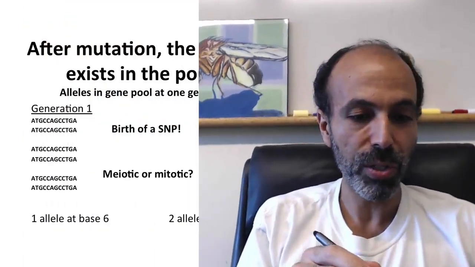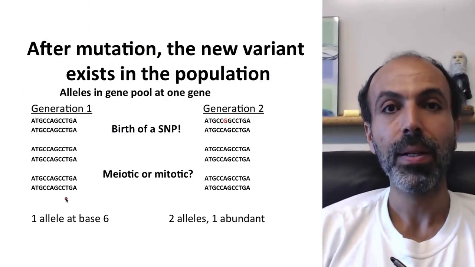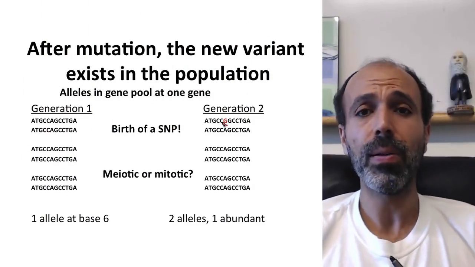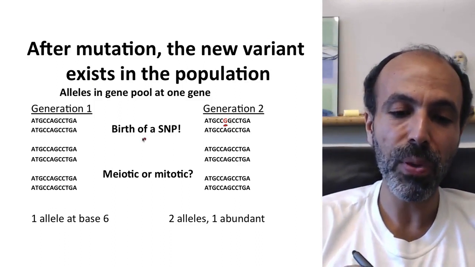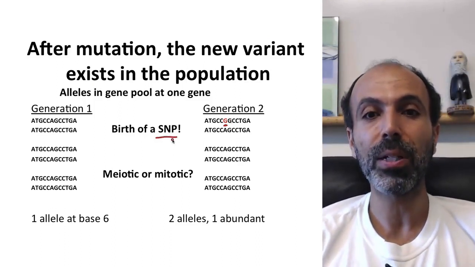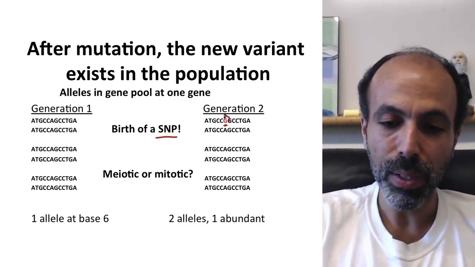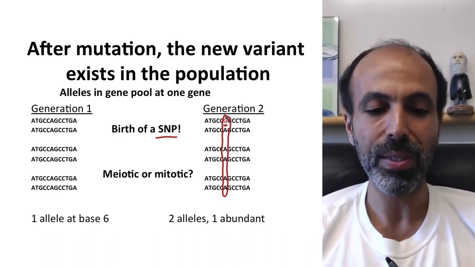So thinking about that, let's imagine that a mutation has happened, and the new variant now exists in the population. So here's our first generation. Everybody has the same sequence. Okay. Now we have this one mutation, like the one I talked about previously, which has arisen in one egg cell. Now, as you'll notice, we now have the birth of a SNP, a single nucleotide polymorphism, because here all the sequences were exactly the same. Now we have one site which is polymorphic. It has 2 different variants there.